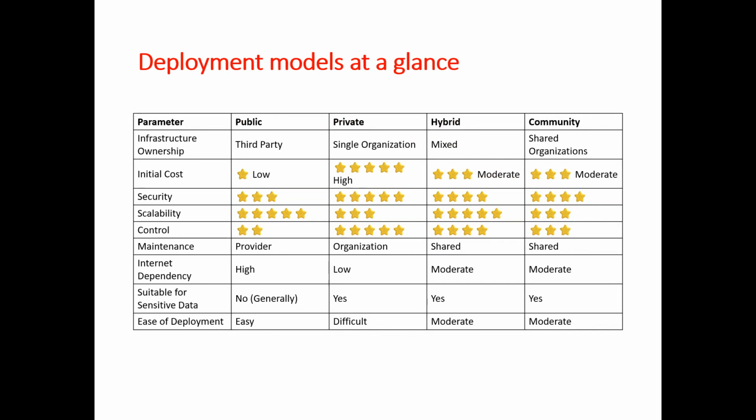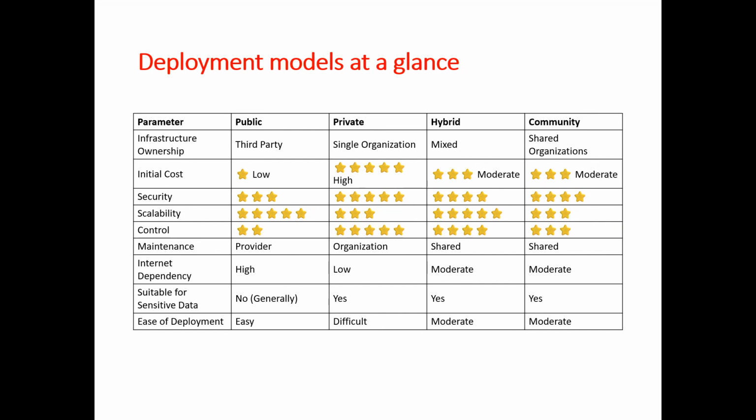This is the at-a-glance view of the deployment models. The infrastructure owner is a third party for public cloud, a single organization for private, mixed for hybrid, and for community it is shared by different organizations. The maintenance is done by the provider for the public cloud. For private, everything is handled by the organization. For hybrid it is shared, and for community it is also shared.